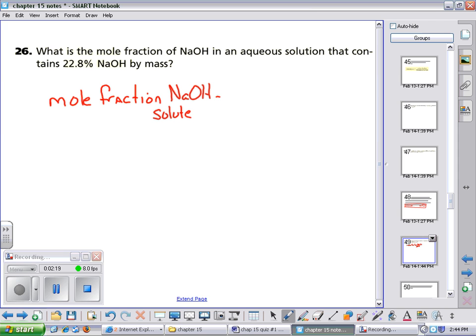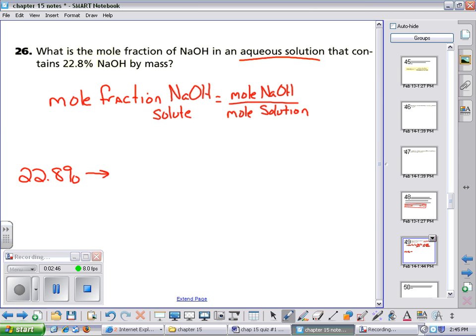In order to do that, you need to take the moles of sodium hydroxide and divide it by the moles of the solution. Now it says in the problem that we have an aqueous solution, so that means sodium hydroxide is dissolved in water. If I have 22.8%, that means I have 22.8 grams of sodium hydroxide.